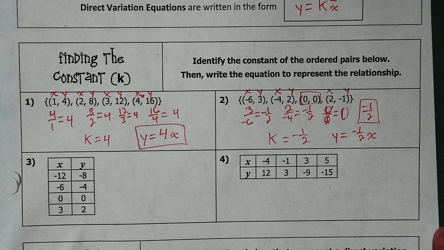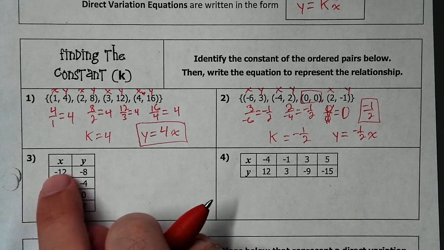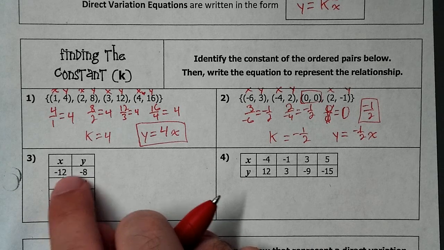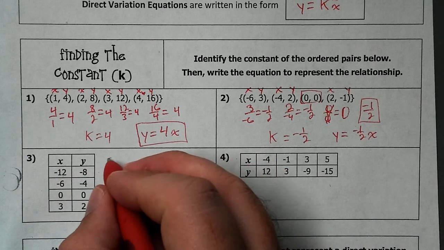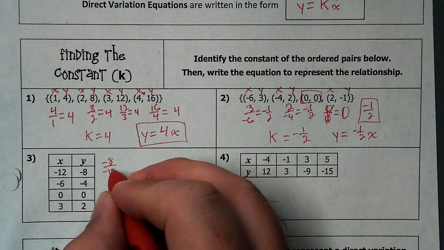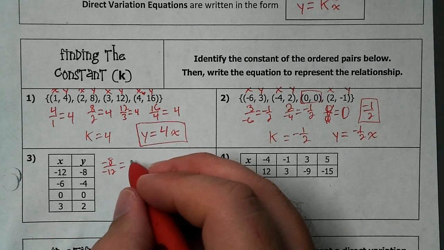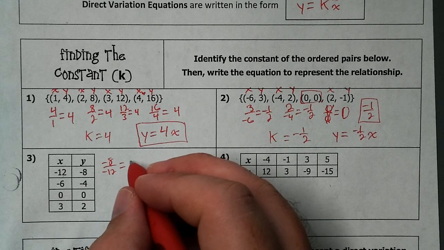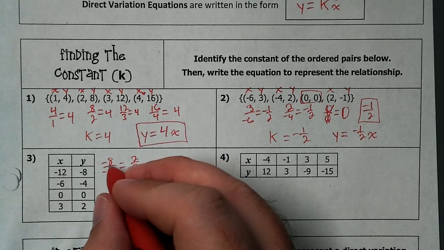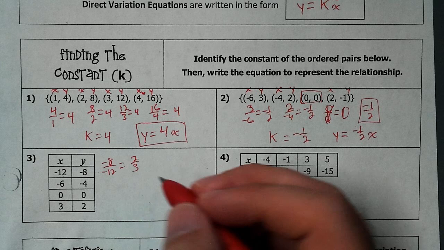Let's try number 3. Now it's in a table. We have our x and y labeled. We're going to do the same thing. Y over x. Negative 8 divided by negative 12, which is, they're both divisible by negative 4. It goes in there 2 out of 3 times. Remember, a negative divided by a negative is a positive.